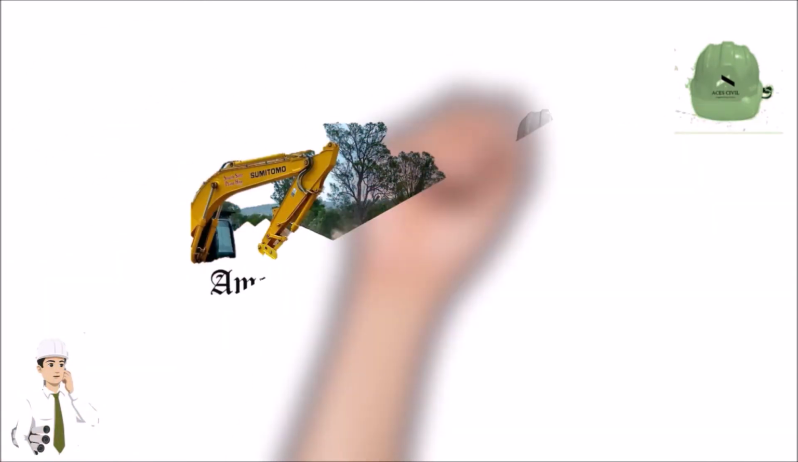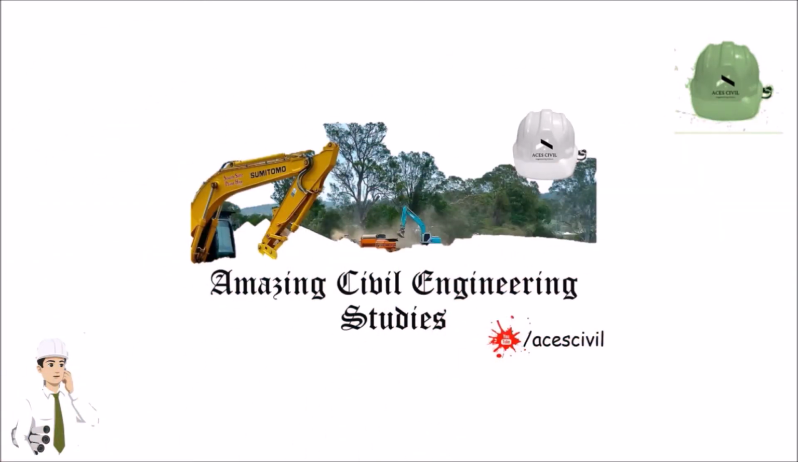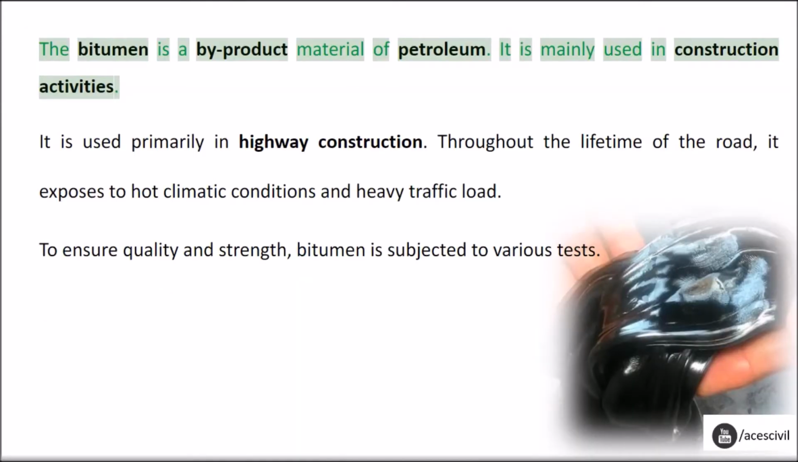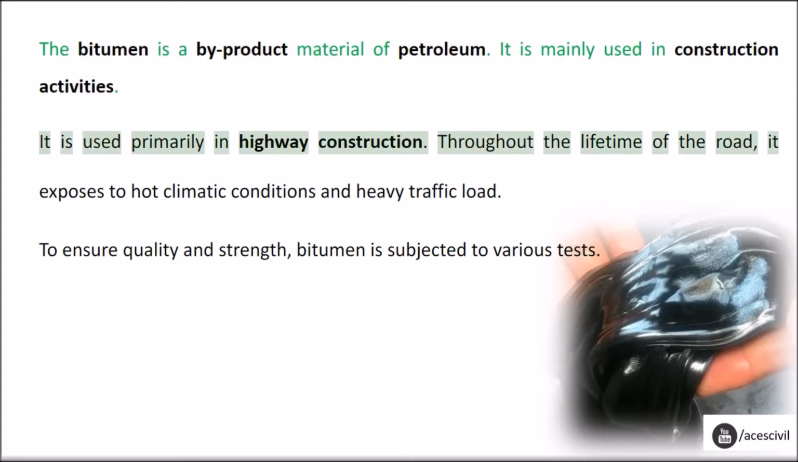In today's video we are going to discuss different tests on bitumen and their necessity. Bitumen is a byproduct material of petroleum. It is mainly used in construction activities. It is used primarily in highway construction.